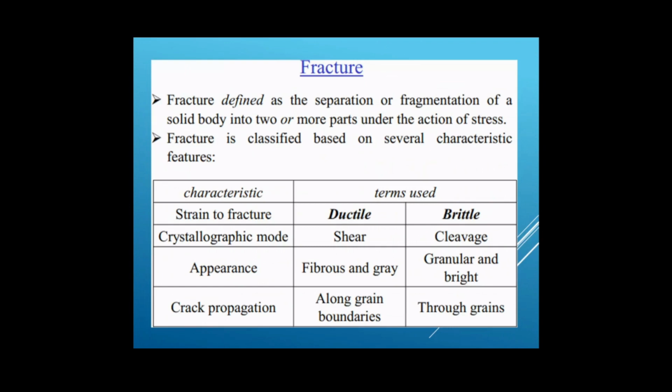So mainly the ductile fracture occurs due to shear, but in the brittle fracture, cleavage is the main cause of fracture. Ductile fracture is fibrous and gray in appearance, but the brittle fracture appearance is granular and bright. As I told, the crack propagation will occur along the grain boundaries in case of ductile material, but in case of brittle materials, the crack propagation will be through the grain boundaries.